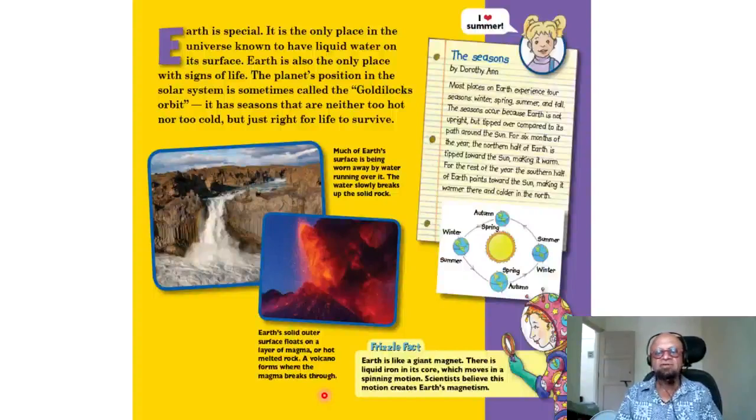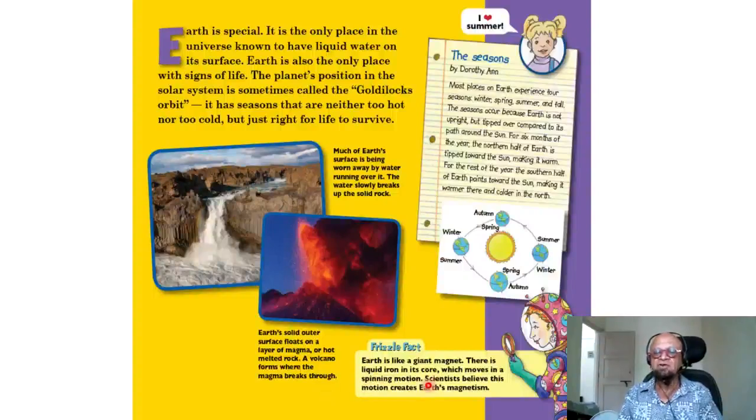Earth's solid outer surface floats on a layer of magma, hot molten material or hot melted rock. A volcano forms where the magma breaks through the crust and explodes. Right now there are volcanoes going off in several places.